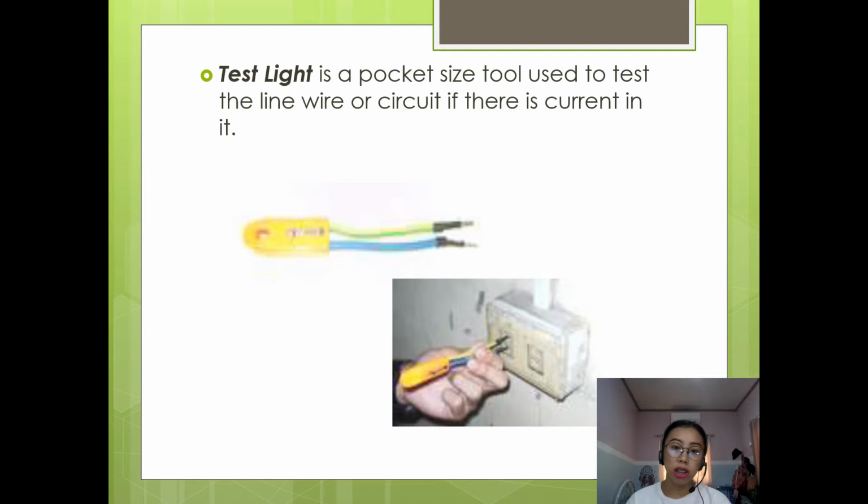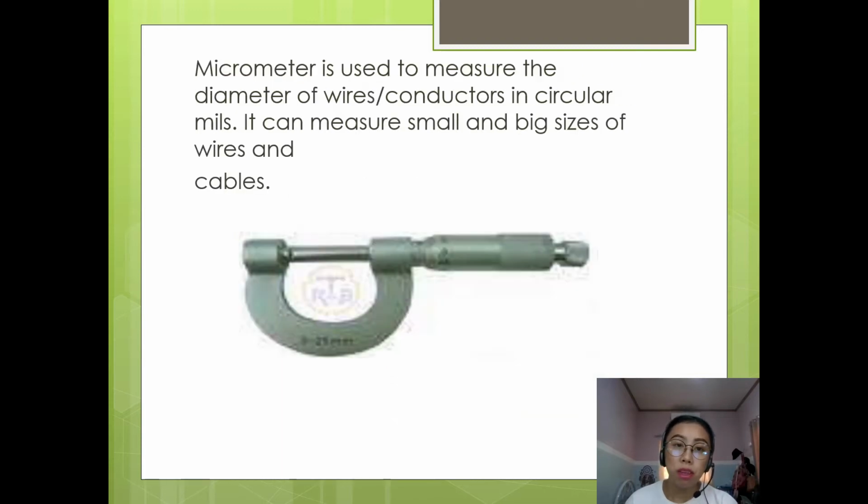The first one is the test light. A test light is a pocket-sized tool used to test a line, wire, or circuit if there is current in it. When you put the test light in an outlet, if there is electricity, the test light will light up, and if there is none, it will remain off.